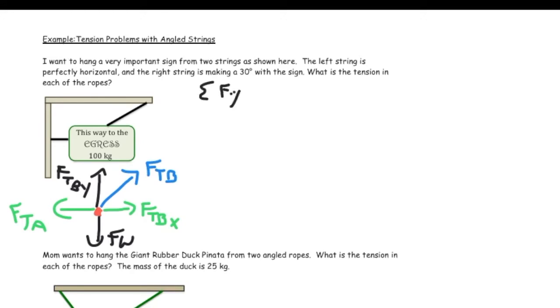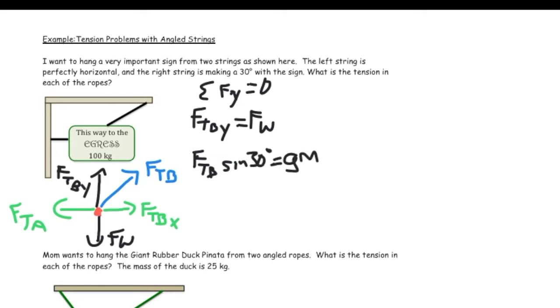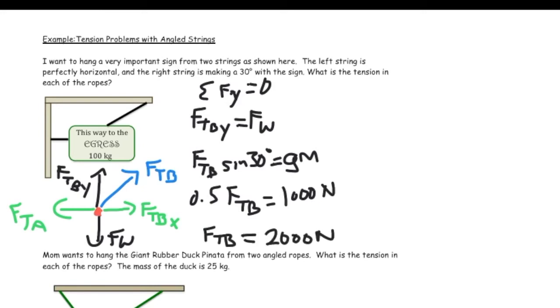I'm going to start in the vertical direction. The sum of the forces in the y direction equals 0. So the upward force equals the downward force. FTBY equals FW. I can rewrite FTBY better as FTB sine 30 degrees. And FW I can write better as G times M. I can now substitute in some values. The sine of 30 degrees is 0.5, and FTB still goes here. And on the other side, the gravitational field strength of 10 newtons per kilogram times 100 kilograms means the sign weighs 1,000 newtons. So this gives me a value for FTB of 2,000 newtons.